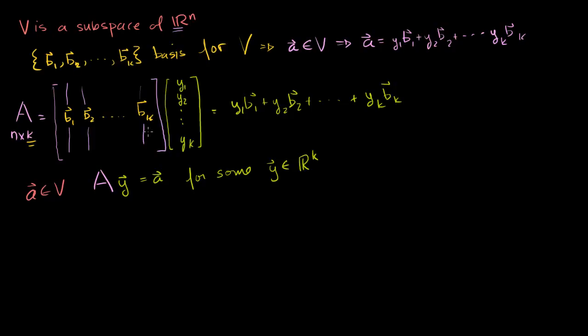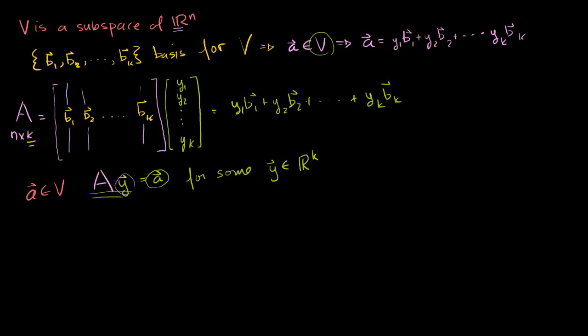So you can always pick the right member of Rk so that you get the right linear combination of your basis vectors to get any member of your subspace V. So any member of my subspace right there can be represented as the product of the matrix A with some vector in Rk. And we don't know much about this vector right here in Rk.